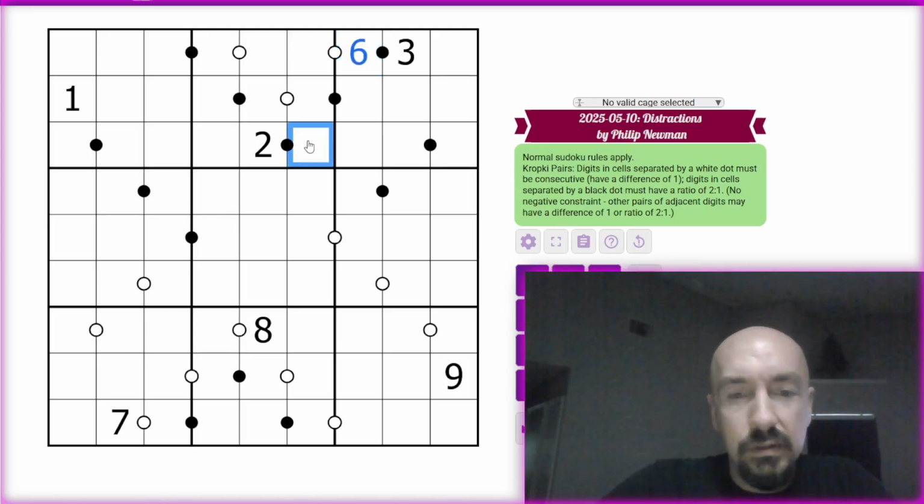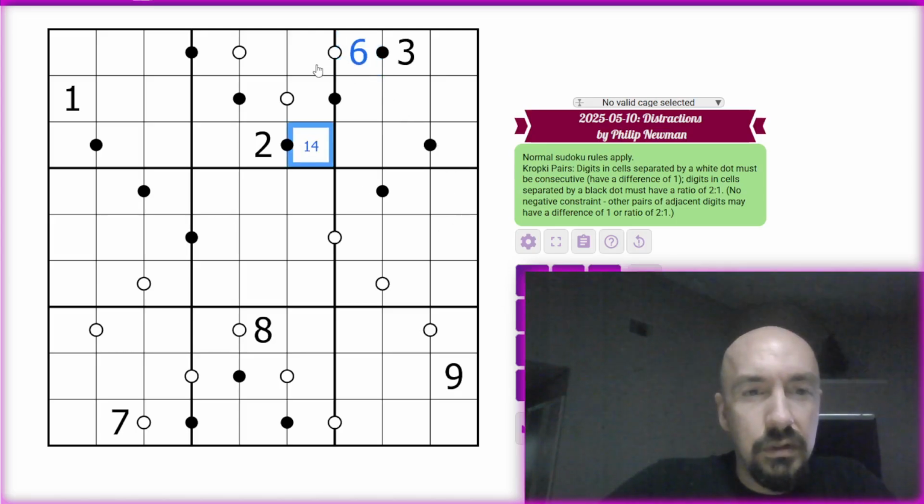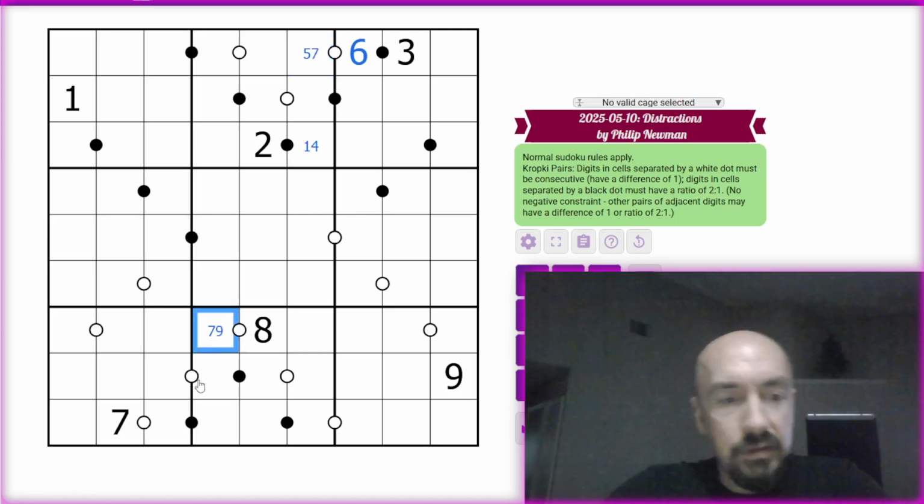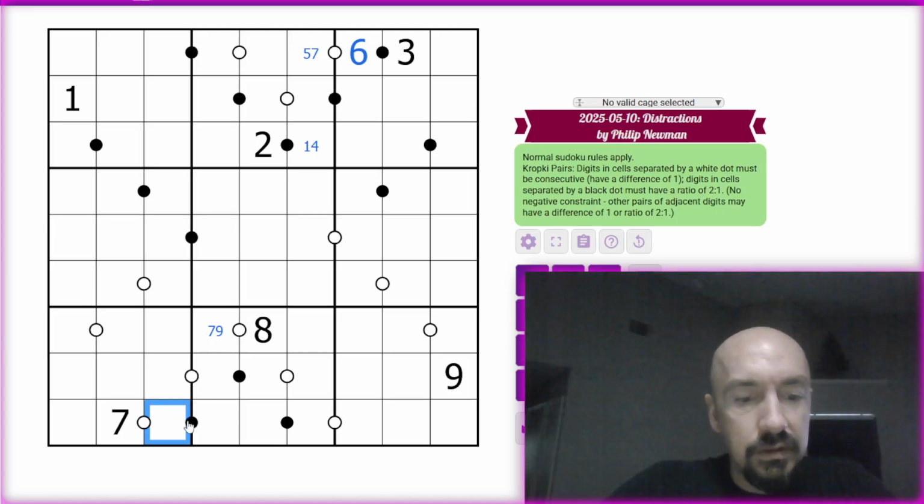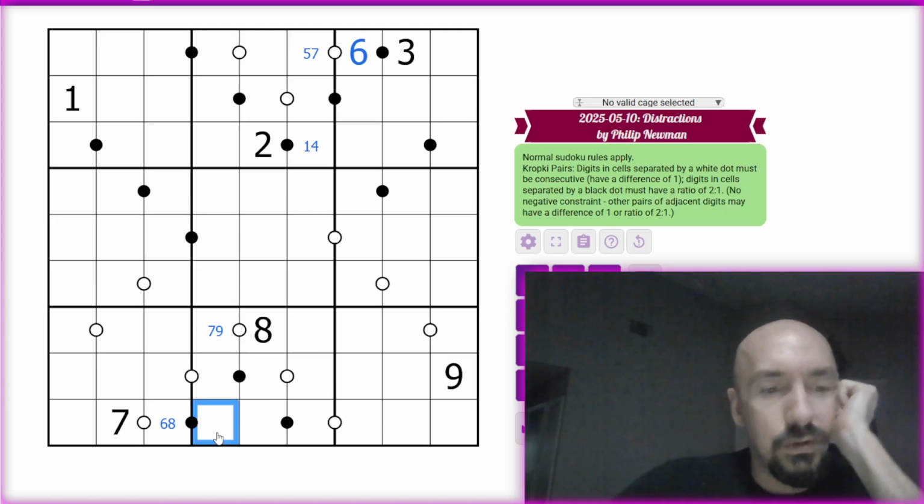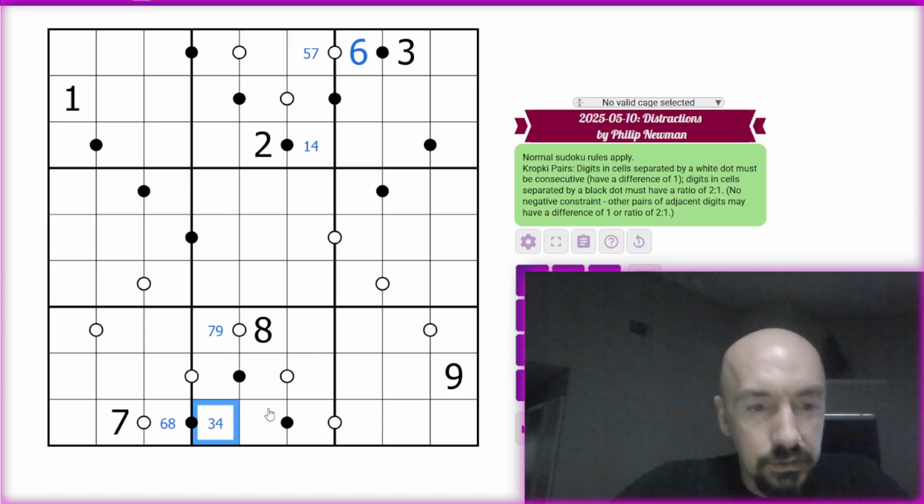This is a 1 or a 4. So this will be a 5 or a 7. This is a 7 or a 9. 6 or 8. Okay, so then this would be 3 or 4. 3 or 4. All right, we're getting places.